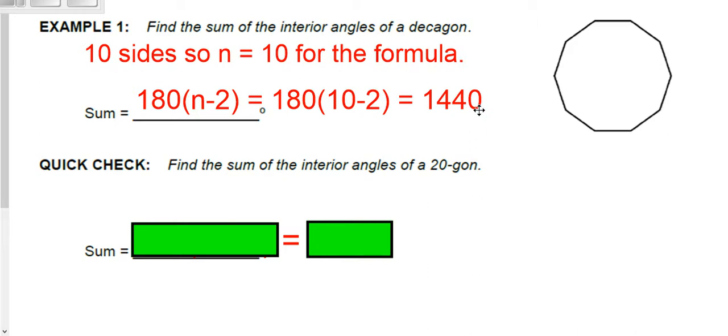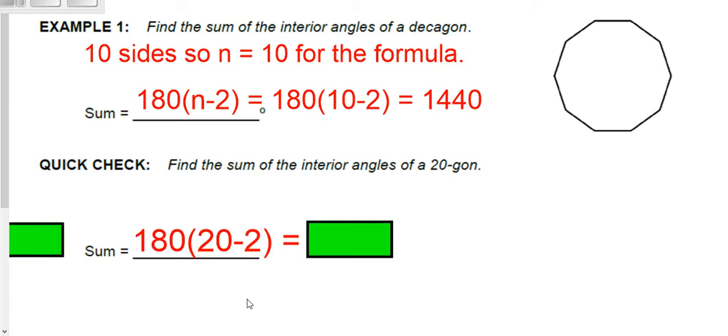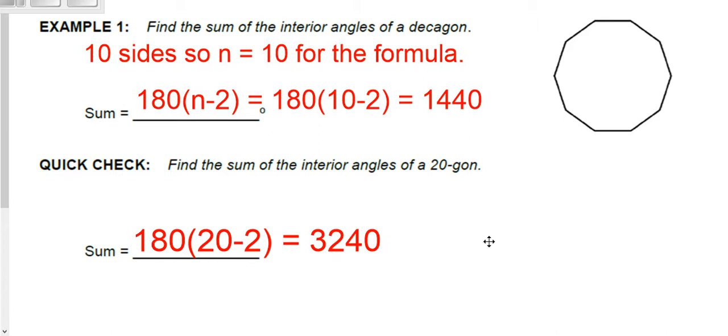Later we'll show you how to figure out one of the angles or a missing angle. Try the quick check. You might pause it now, see if you can do it, and then check your answer. Let's see, what do we got? Find the sum of the interior angles of a 20-gon. A 20-gon has 20 sides. So n is 20 in the formula, so we have 180 times 20 minus 2, which is 3,240. Okay, so there's how you find the sum of all the interior angles.